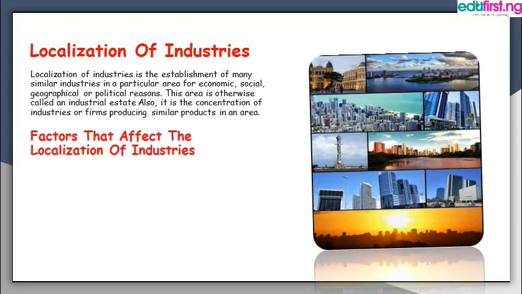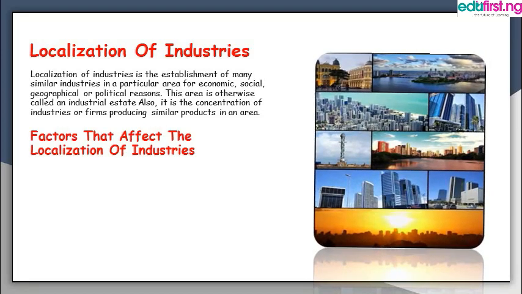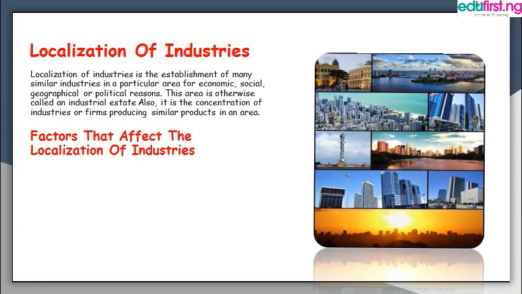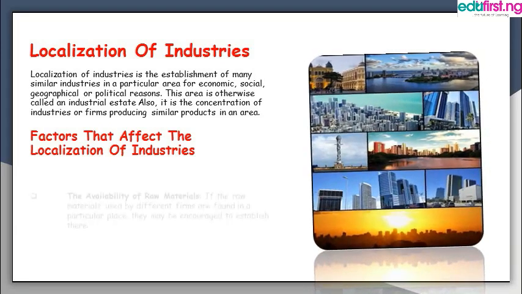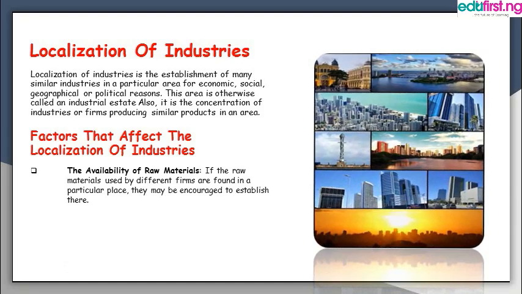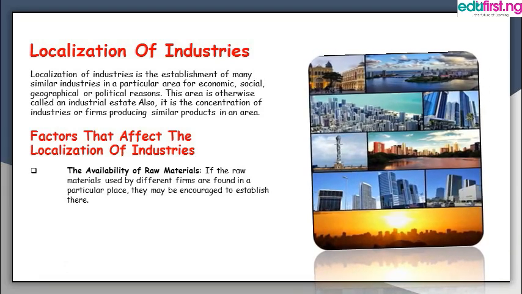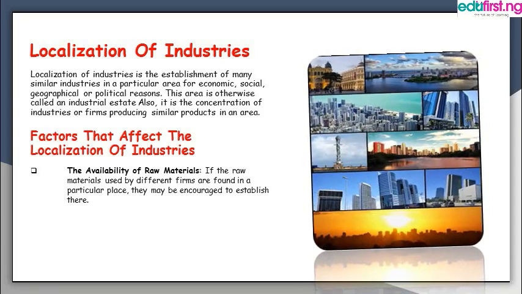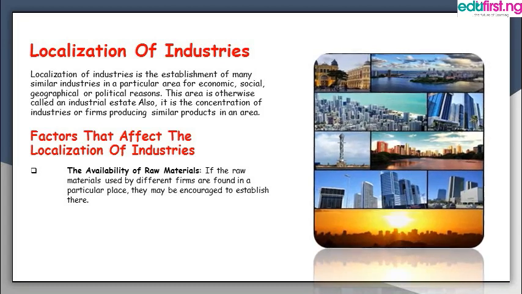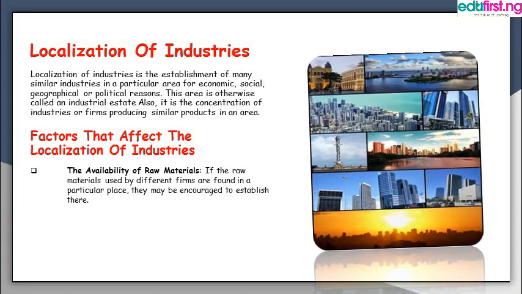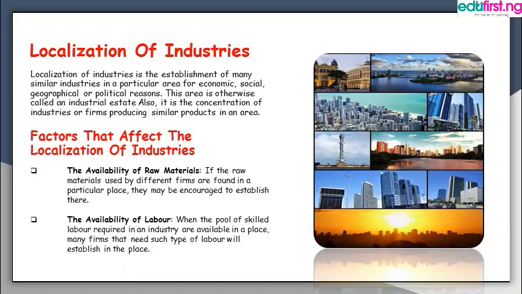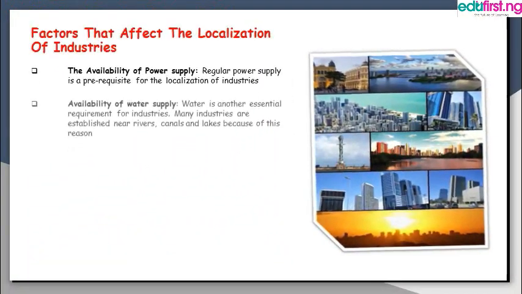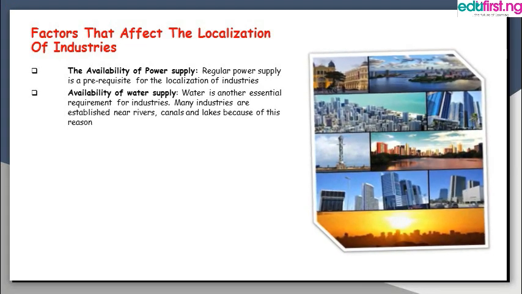Now, there are some factors that could affect the localization of industries, the factors that could affect the concentration of industries in a particular area. These factors are the availability of raw materials. Industries will want to locate or site their businesses in an area where they would have closeness to raw materials. Number two, the availability of labor. Number three, the availability of power supply. Number four, the availability of water supply.